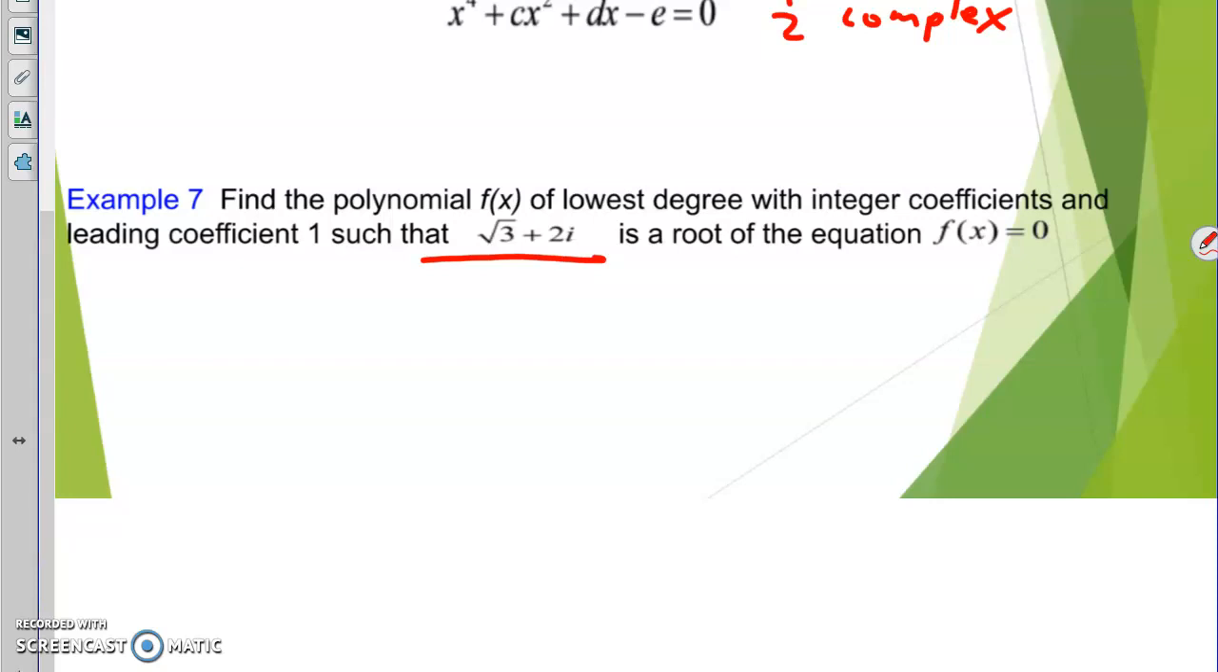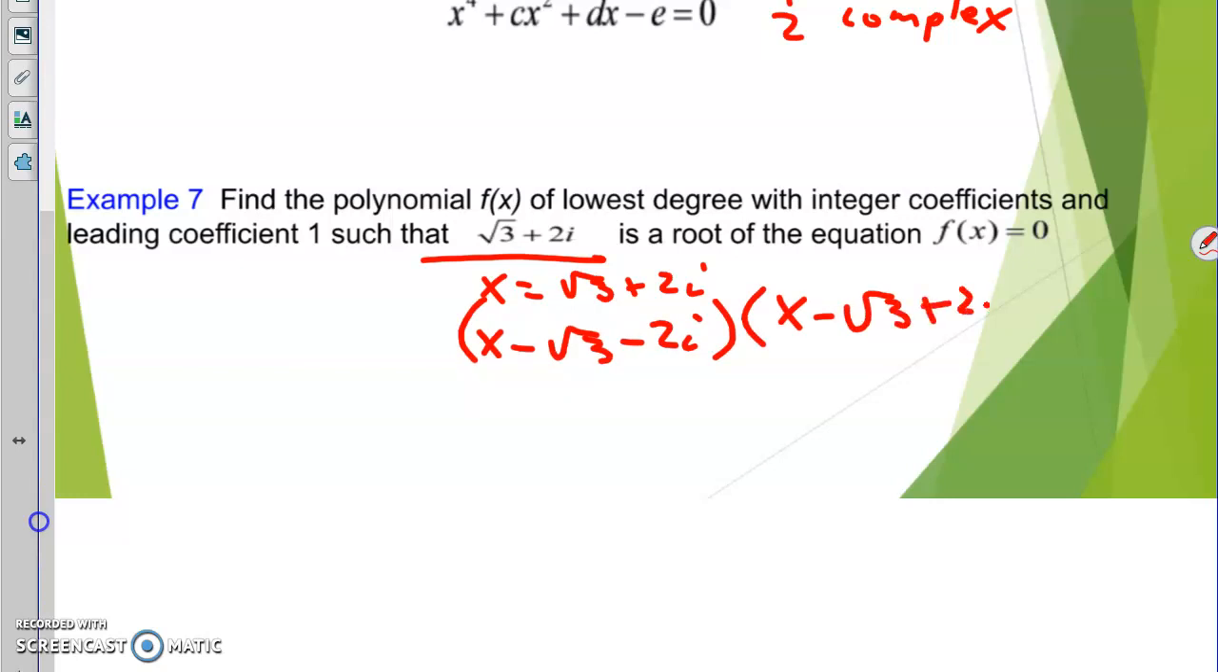All right, so again, find the polynomial in the lowest degree with an integer coefficient and leading coefficient of 1 such that that is a root. So if that is a root, then that has to be a factor. And if that's a factor, then this has to be its conjugate. If I take the time to multiply that out, I get that I have x squared, and you can pause right here to multiply it out, but I get x squared minus 2 root 3x plus 7.